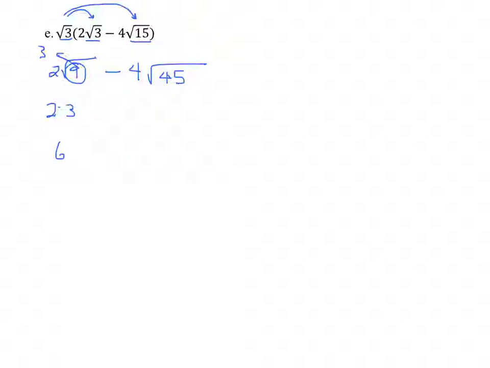Now here's the deal here. How many times have we seen this? 9 times 5 is 45. The 9 comes out as a 3. 4 times 3 is 12. Square root of 5. And of course we can't combine these because this guy has no square root here. So that's all you can do.